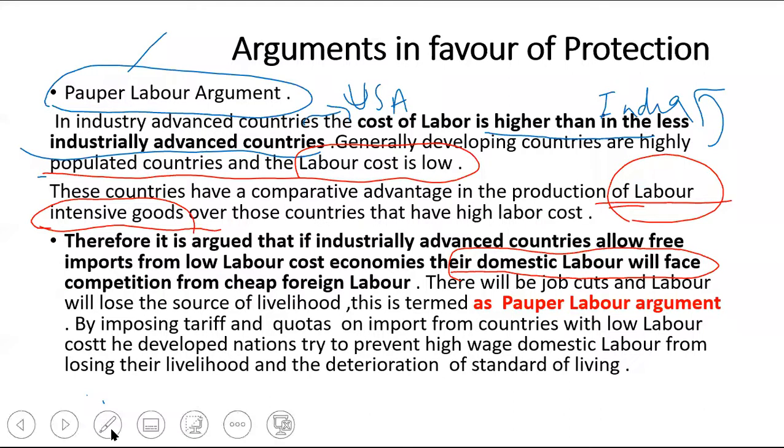What is the meaning of pauper, children? Pauper, I told you, means they will become jobless. They will not have any money. That stage is known as the pauper labor argument.